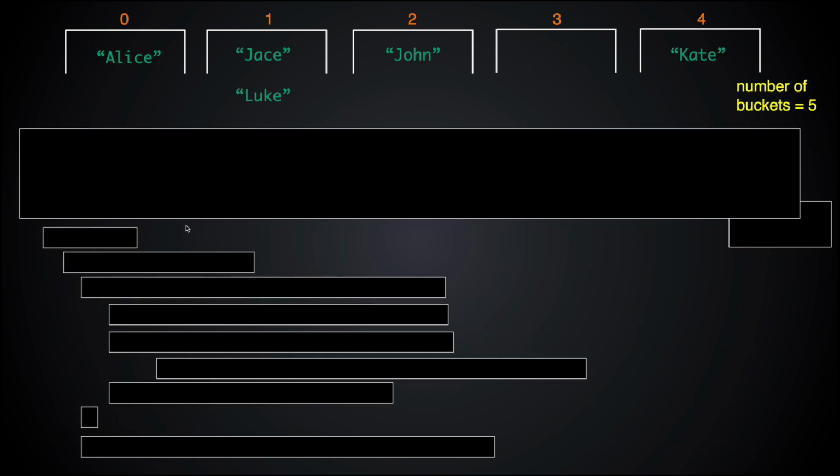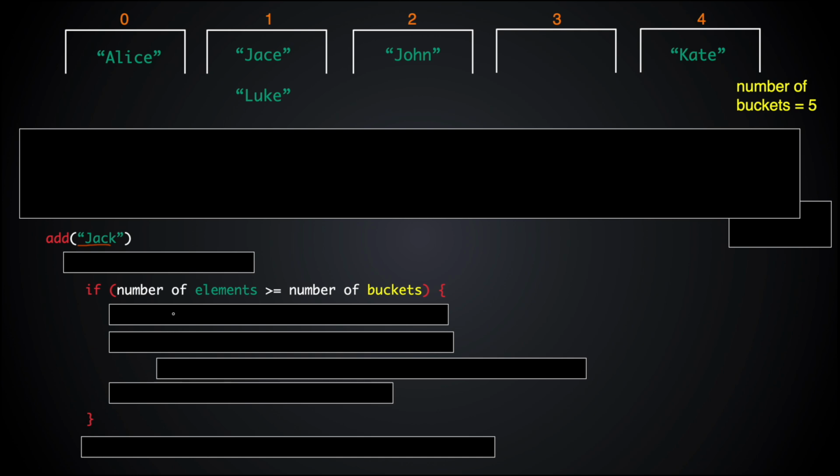So, essentially, the addition operation looks like this. When we try to add some string, for example the name Jack, the first thing we do is check if the number of elements is greater than or equal to the number of buckets. If it is, just like in our case, where we have 5 elements and 5 buckets, what we do is create a new empty array with a double number of buckets.